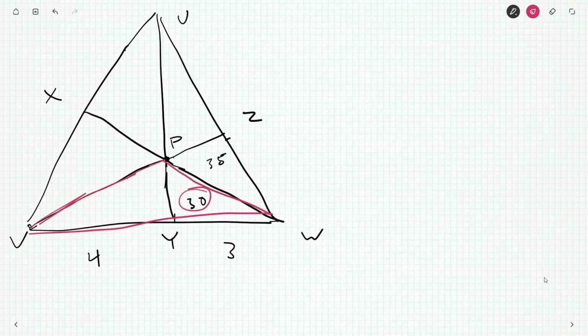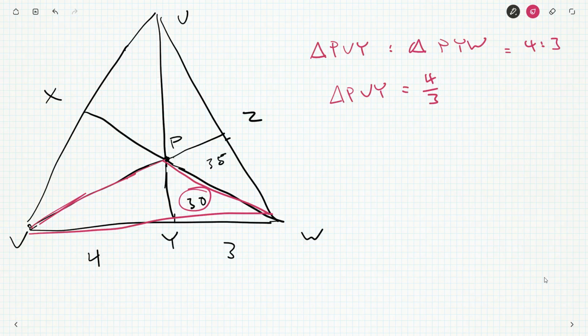we know one of the smaller bits has an area of 30. So it turns out the area of PVY to PYW is in the same ratio, 4 to 3. So PVY is 4/3 times the area of PYW, and so that'll be an area of 40.